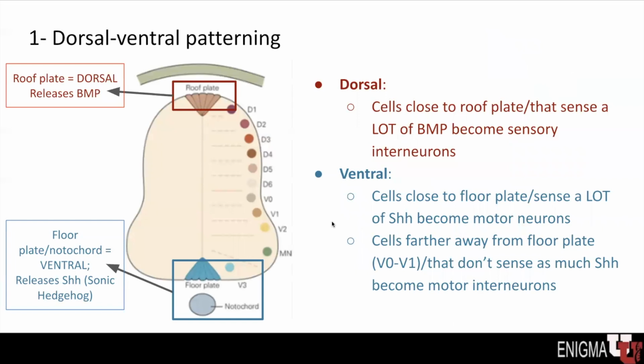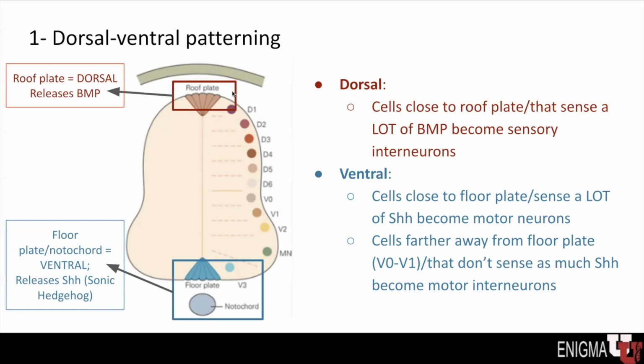And so when we're talking about dorsal ventral patterning, this would be the top of the neural tube, and this is the bottom of it. At the roof plate or the dorsal side, this is what releases BMP. And BMP stands for bone morphogenetic proteins. It's a family of proteins that are similar. And then at the floor plate of that neural tube, above the notochord, this is the ventral side of that neural tube, and it releases sonic hedgehog, which you might sometimes see written as SHH, an acronym for sonic hedgehog. Now, these are signaling proteins that help to determine what the different cells become.